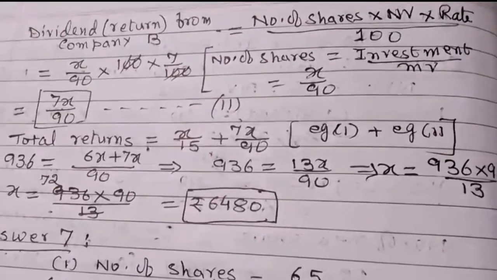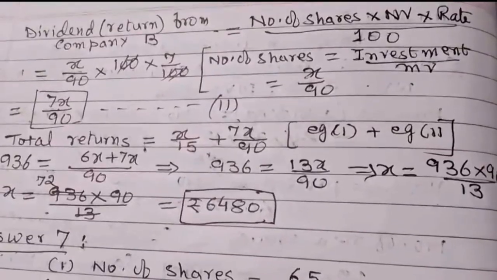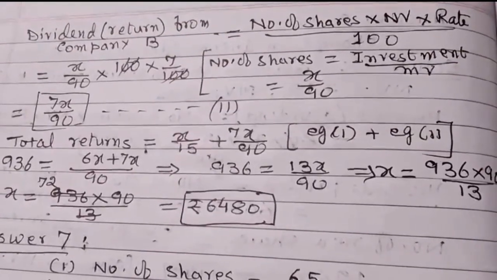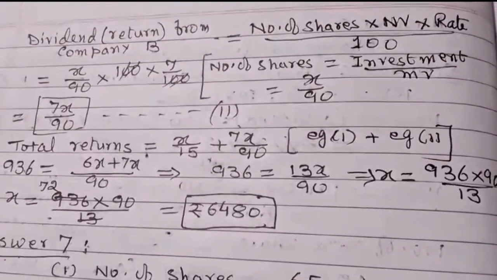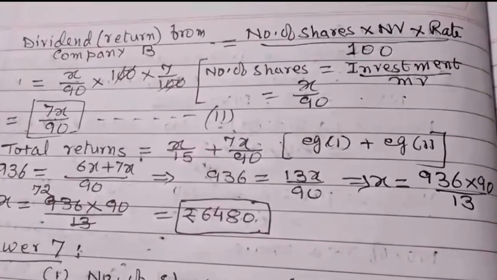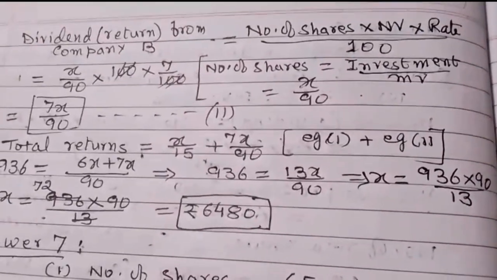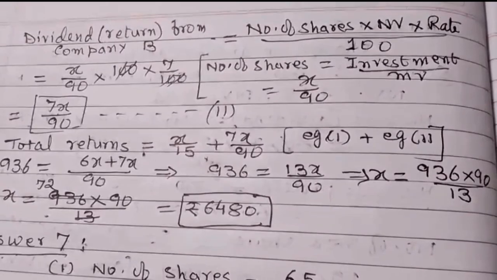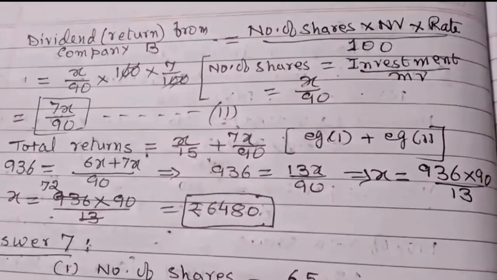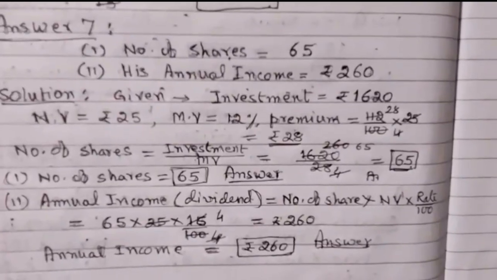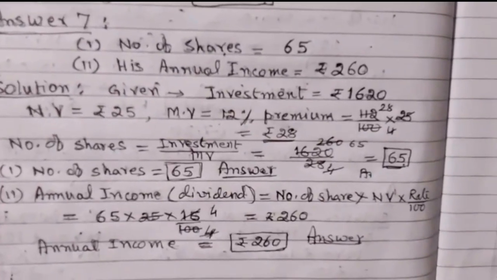On solving, we get x is equal to rupees 6,480. That is, he has invested 6,480 in company A as well as in company B. So the answer is rupees 6,480. Answer to question number 7.